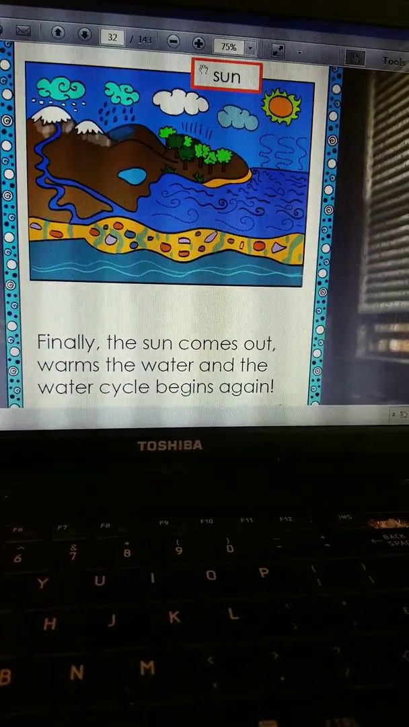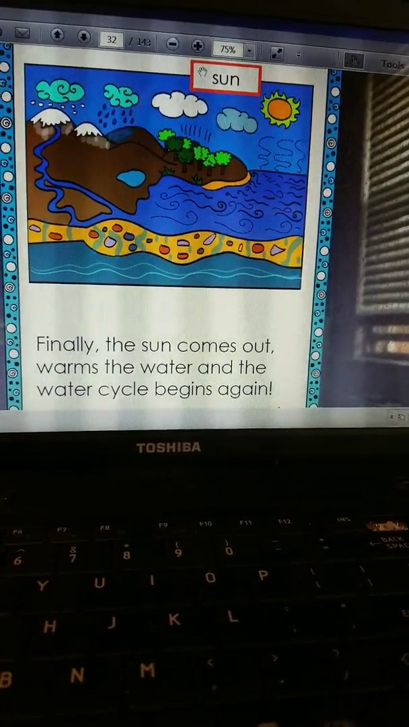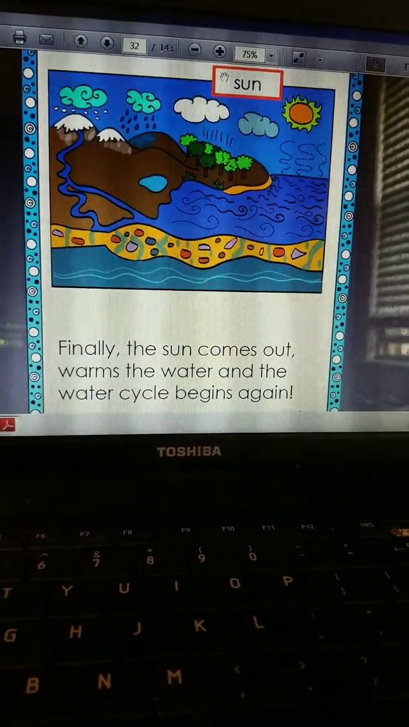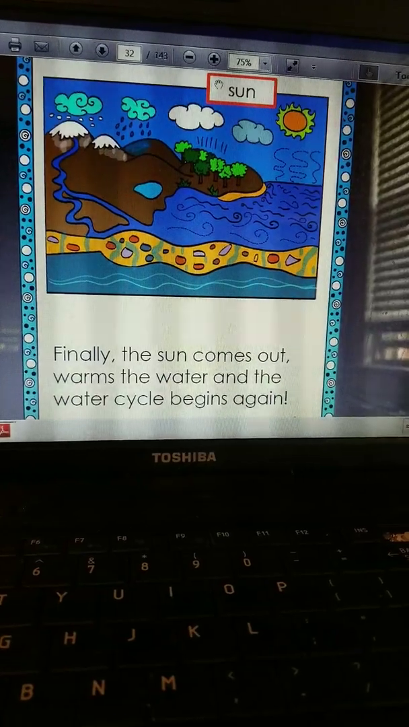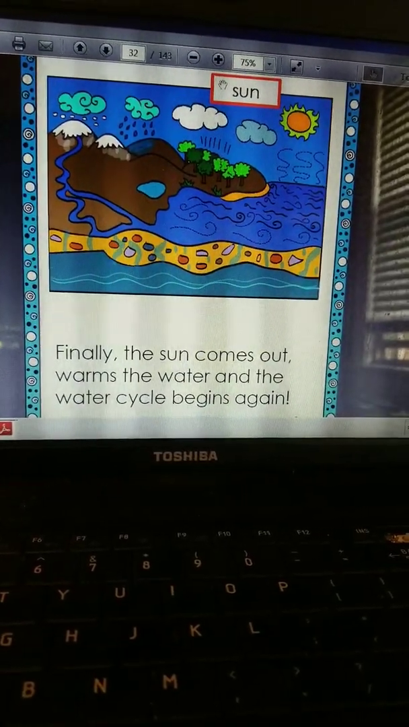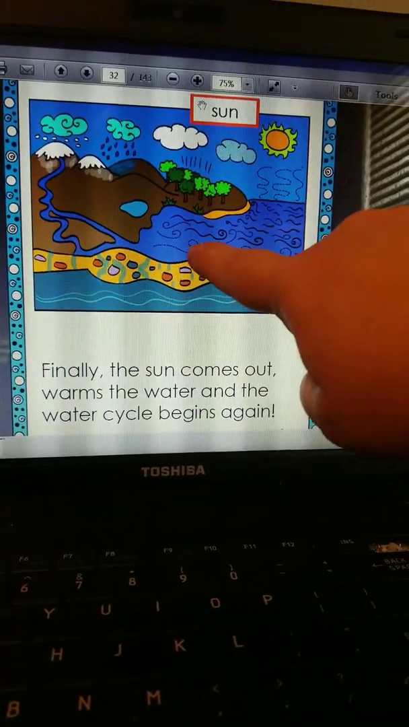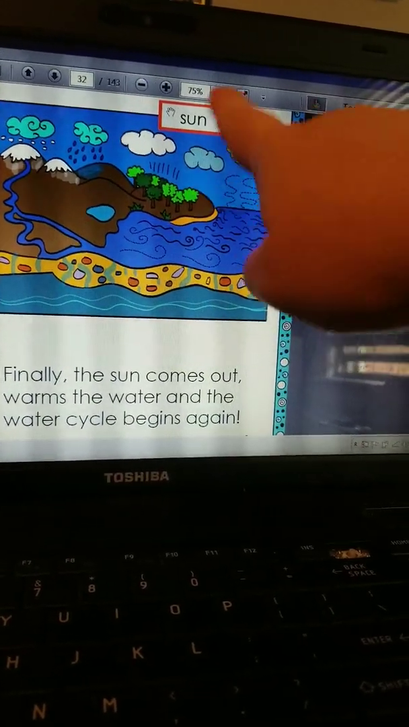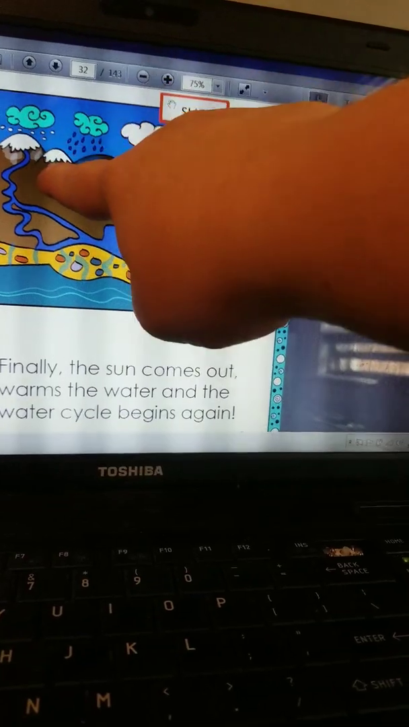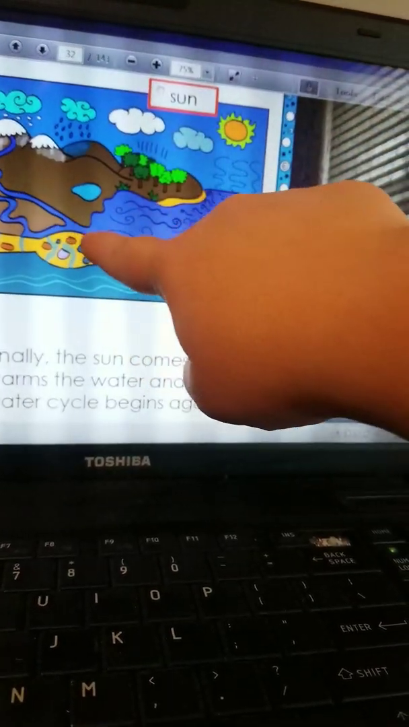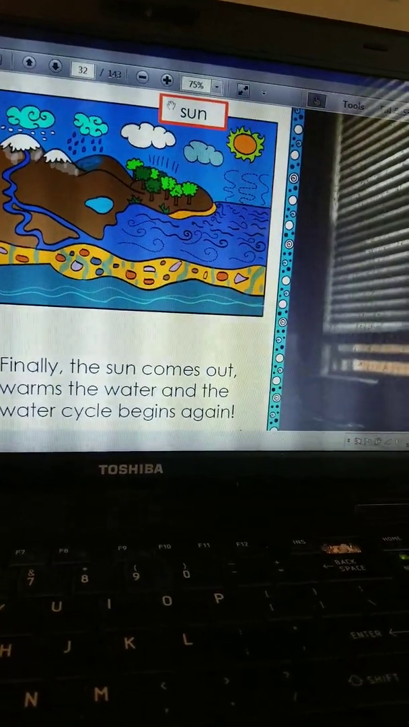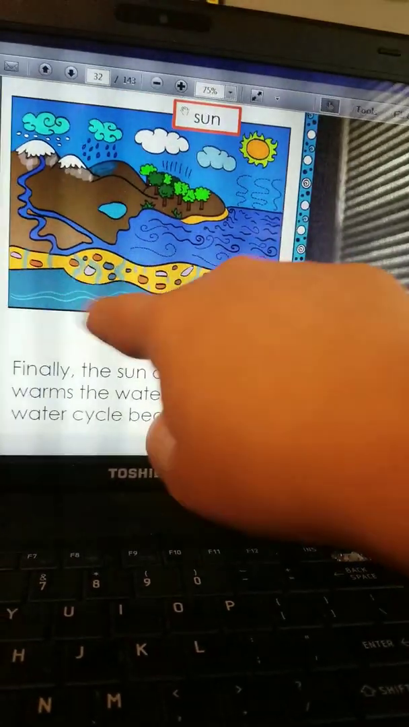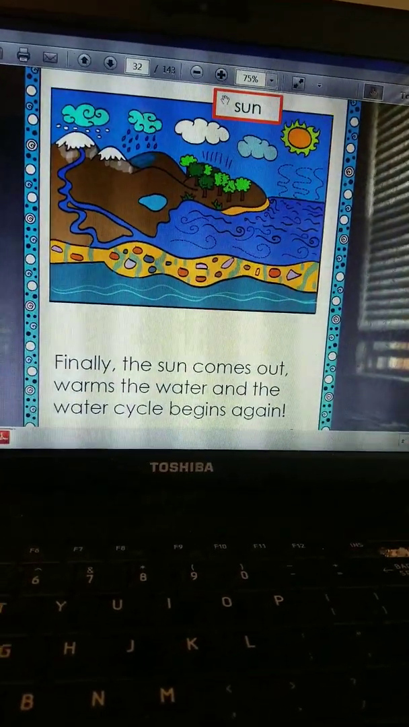Finally, the sun comes out, warms the water, and the water cycle begins again. It never stops. This cycle continues over and over and over again. If you look at the picture, like we saw in the beginning, you see the ocean, the water evaporating. Here is rain and snow coming down. Here's a stream with runoff into the ocean. Here it's being soaked into the ground. And this cycle continues over and over and over again. And that's the water cycle.